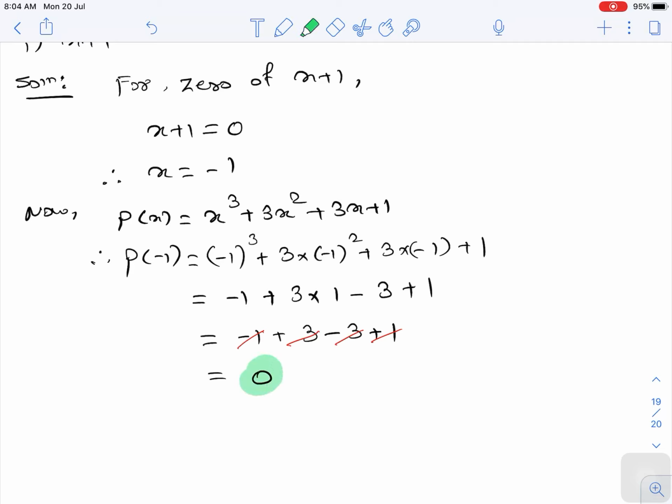Is it clear? So in this way we have learned how to find remainder of a polynomial when one polynomial is divided by another polynomial. Okay, so this much is enough for today.